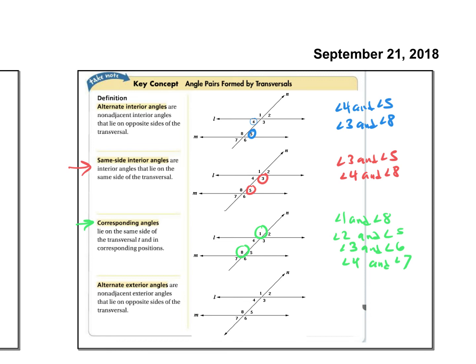Okay, alternate exterior. 1 and then 2. Now, we could also have same side exterior, and that means on the same side of the transversal outside. I just don't have it on here, but you get the idea.